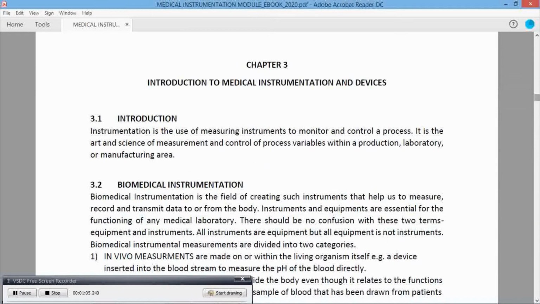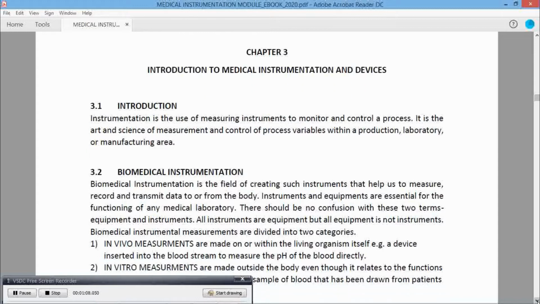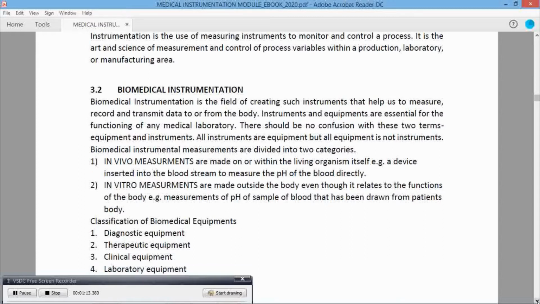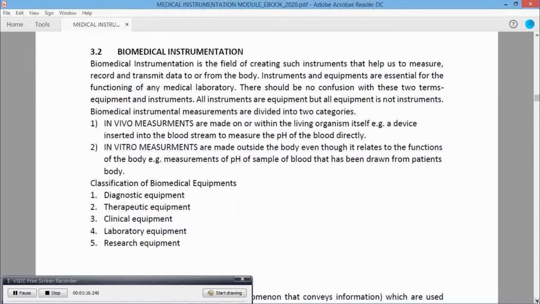When you combine instrumentation with the biomedical field, it becomes an interesting instrument. It is the field of creating instruments that help us to measure, record and transmit data to or from the body. That means it will involve humans or animals. We are recording the signals transmitted or received from the body, and it is essential that we have this sort of measurement devices in the medical laboratory.